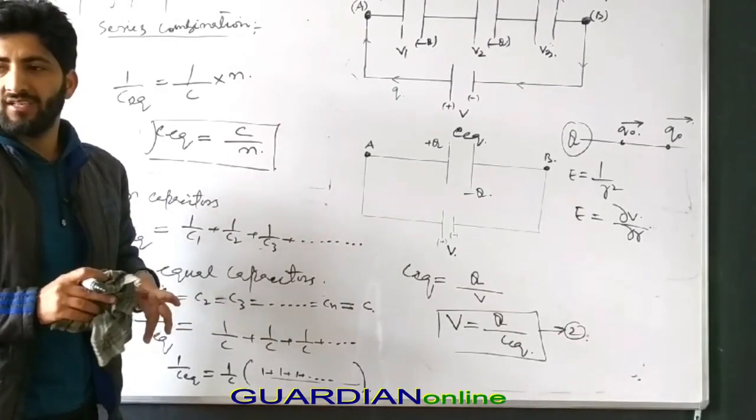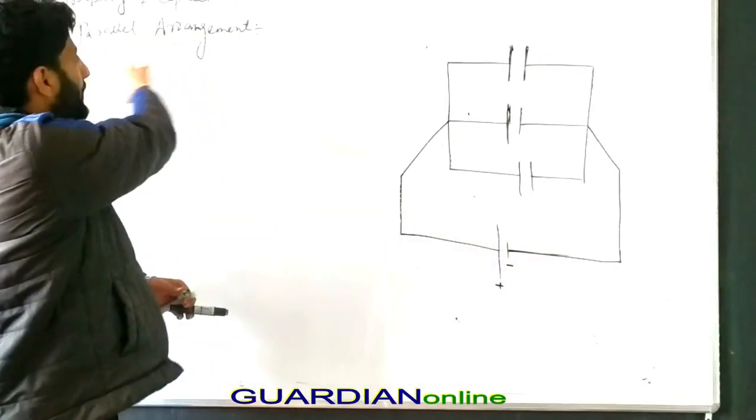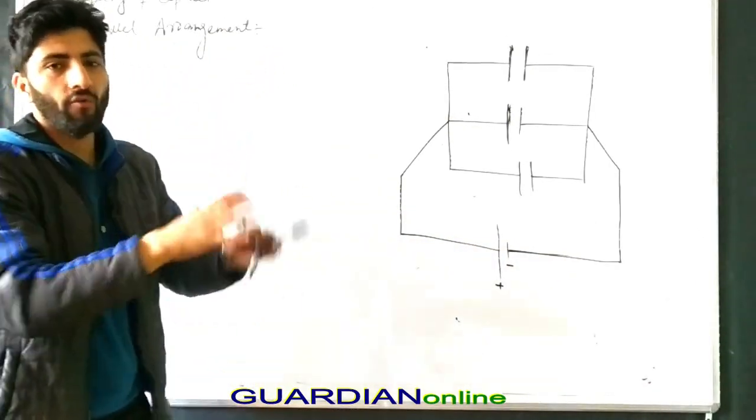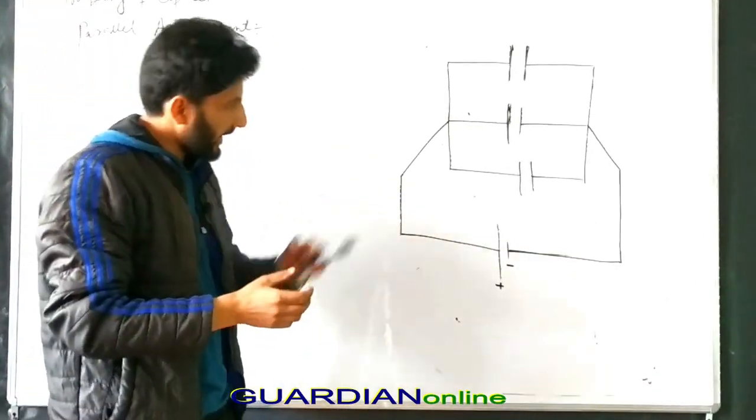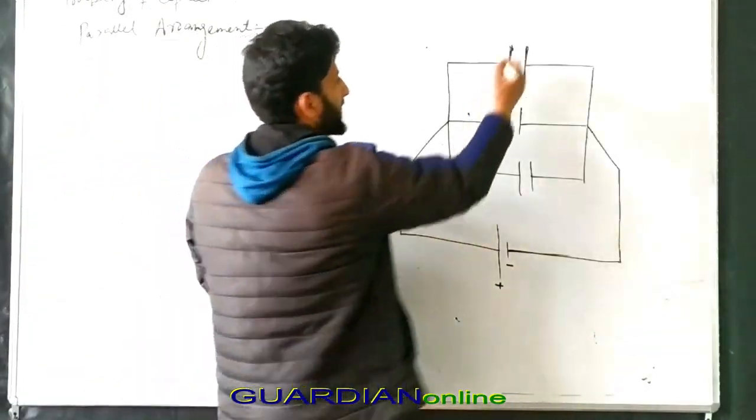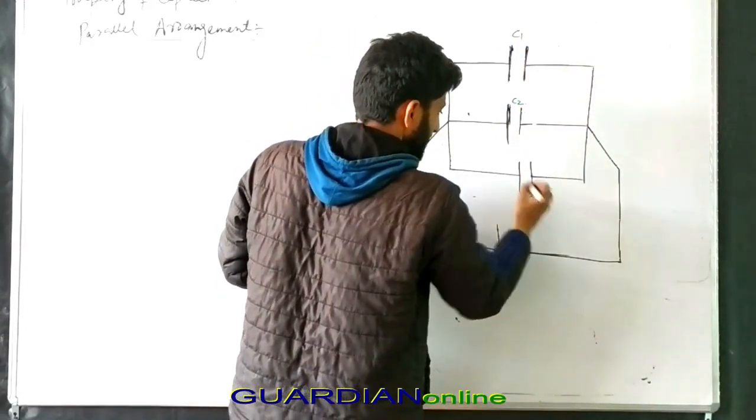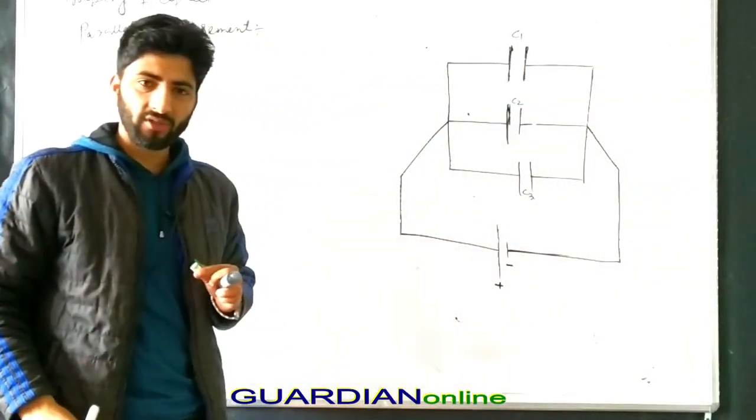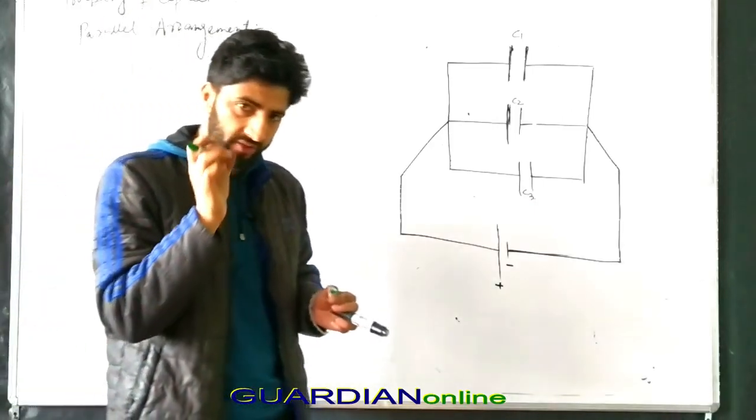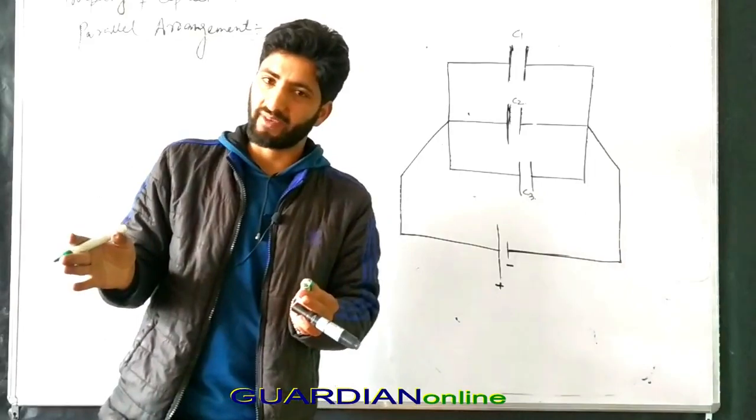Now let us start the parallel arrangement. Draw the same three capacitors in the diagram: this is capacitor C1, this is capacitor C2, and this is capacitor C3. In the series arrangement, the charge was the same on the capacitors, but the potential drop was different across individual capacitors.